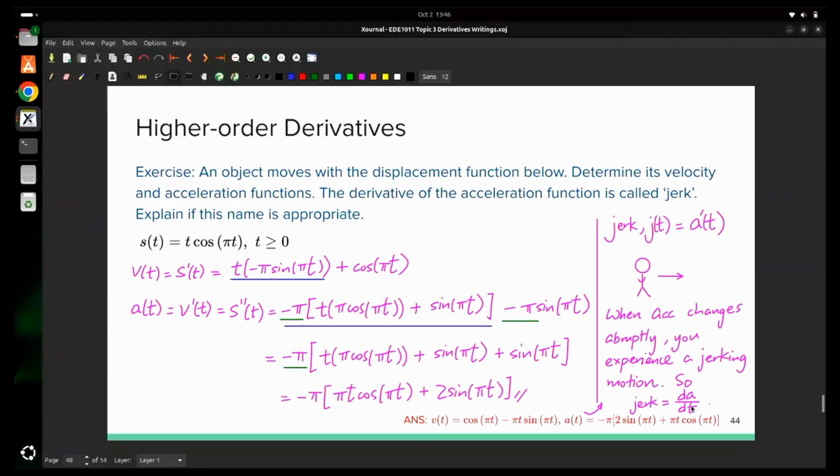Correct or not? If the driver repeatedly steps on the accelerator, you keep on getting jerked backwards. And it's also the same thing if the driver steps on the brakes repeatedly, then you just get jerked forward. Okay? So understand? So that's why they name the derivative of acceleration jerk. It is exactly the motion that one is going to experience. So it's not named anyhow.